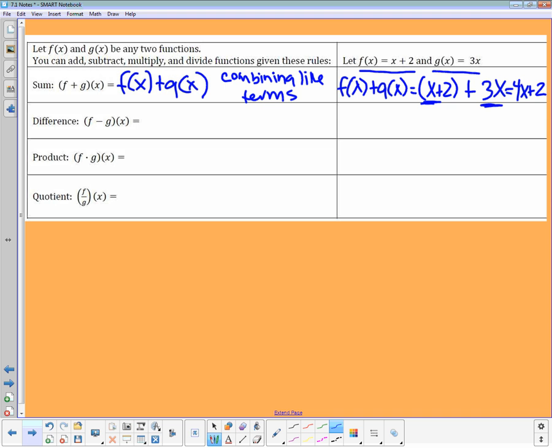Now looking at the difference of functions, we have f minus g of x. We can write this as f of x minus g of x. Just like the sum, we're going to be combining like terms, but before we combine like terms, we're going to distribute that subtraction sign first. So distribute the subtraction sign, then combine like terms.